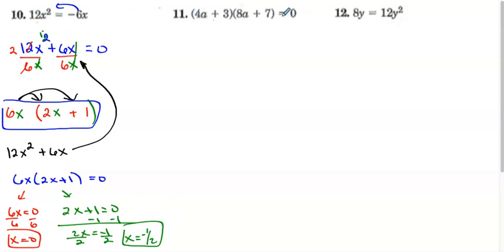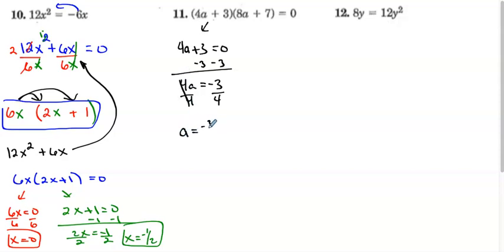All right, number 11. This one's already in factored form for us. I'm going to take this first factor here, 4a plus 3, and set it equal to 0. Subtract 3 from both sides. I get 4a equals -3, divide by 4, cross those out, that simplifies to 1a, or just a, so a is equal to -3/4.